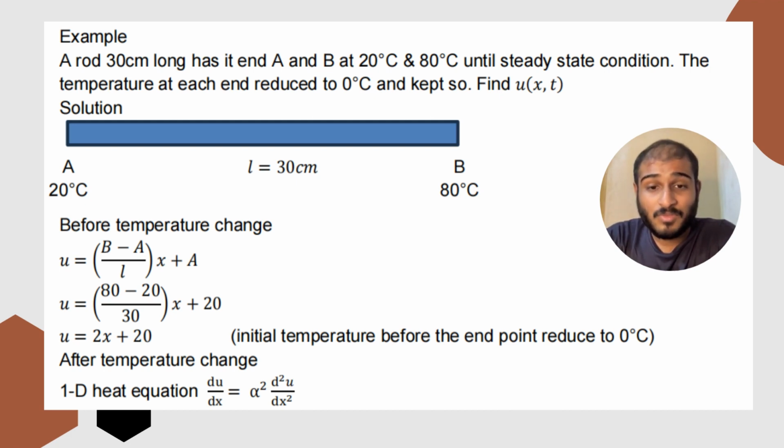So for the temperature before the change, as I explained in the previous slide, we can use the equation u equals (b minus a) over length times x plus a. We can substitute the values of initial and final temperature and the length of the rod. So we get the final equation u equals 2x plus 20, which gives the initial temperature before the endpoints reduce to 0 degrees Celsius. To find the temperature after the change, we can use the one-dimensional equation du/dt equals alpha squared d2u over dx squared. I'll explain further on the next slide.